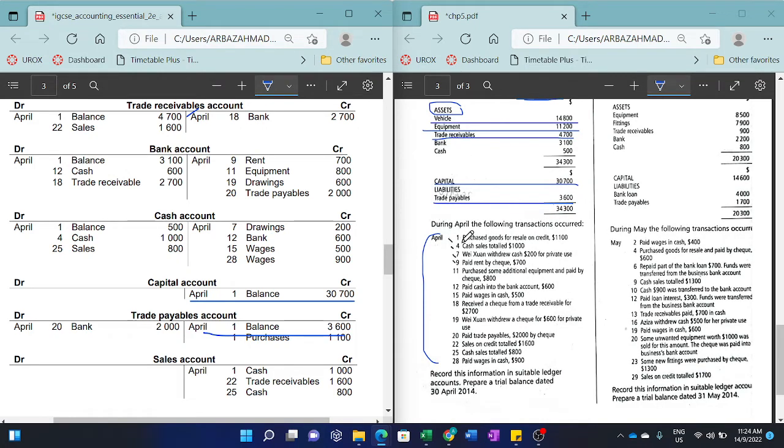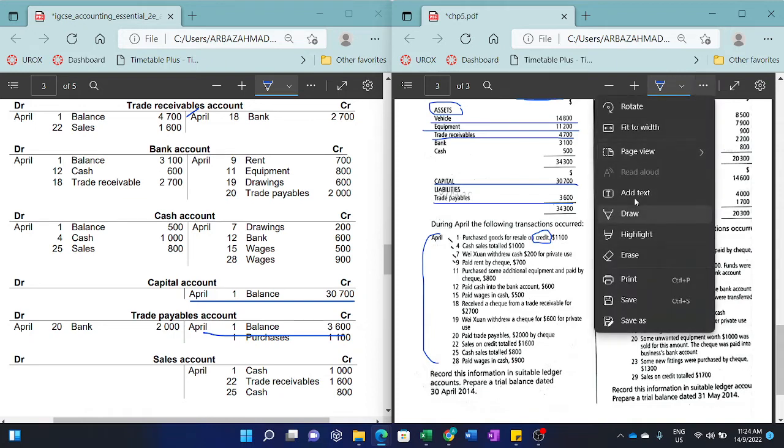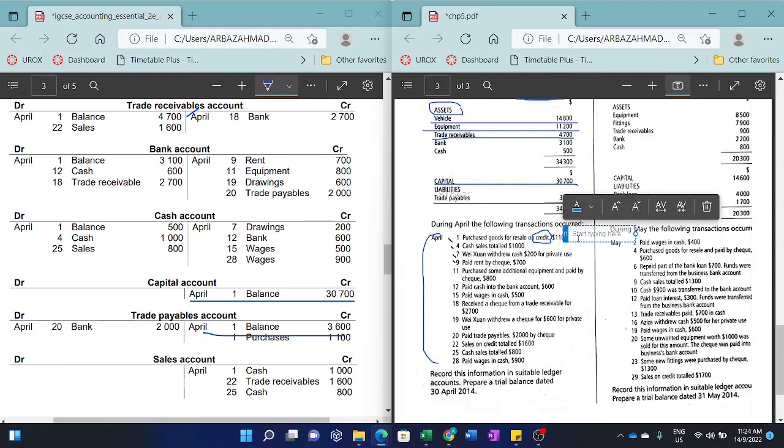So let's say I have purchased goods for resale. I have purchased goods for resale on credit. So I did not pay cash. I will pay them later. So my transaction is going to be: I debit my purchase account and I credit my trade payable. Okay, this is going to be my transaction.